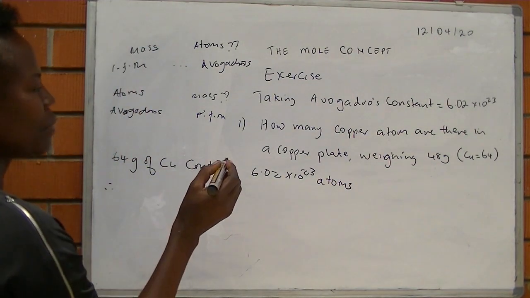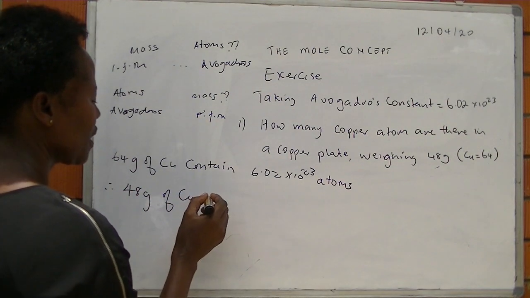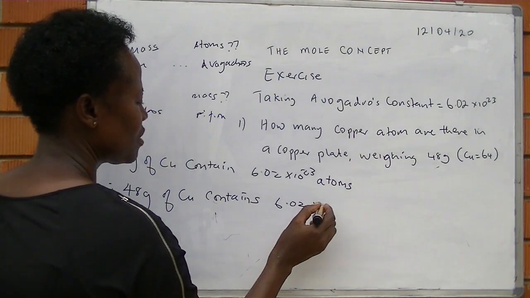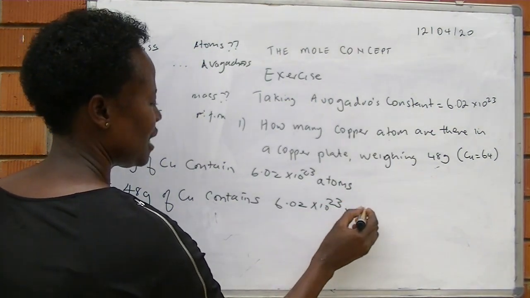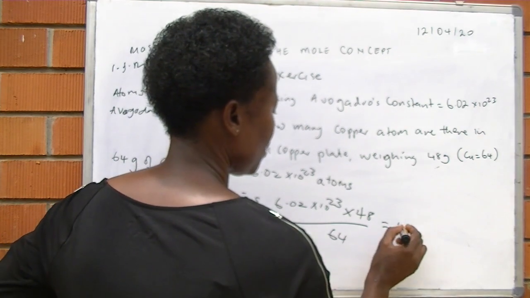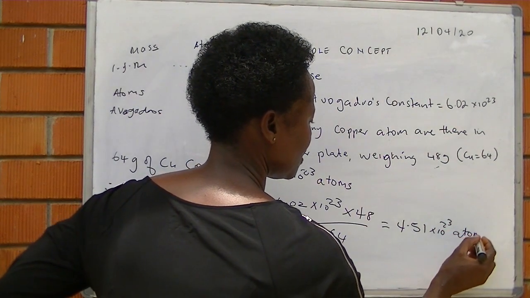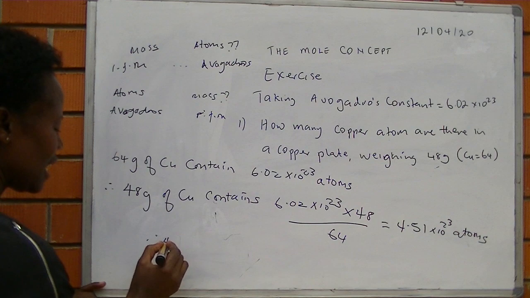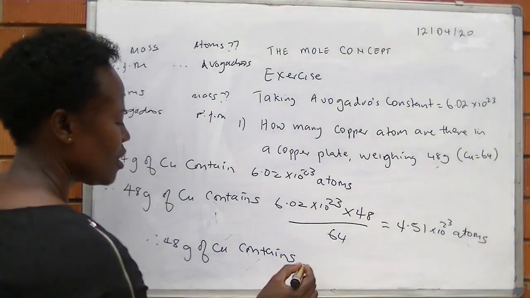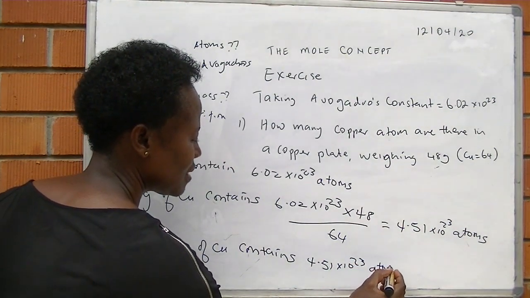What about the plate? The plate was weighing 48 grams. Therefore, 48 grams of copper contains, we cross multiply, 6.02 times 10 to the power 23 times 48. Then we divide by 64, and the answer would be 4.51 times 10 to the power 23 atoms. Therefore, 48 grams of copper contains 4.51 times 10 to the power 23 atoms of copper.